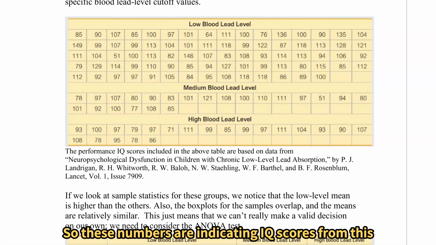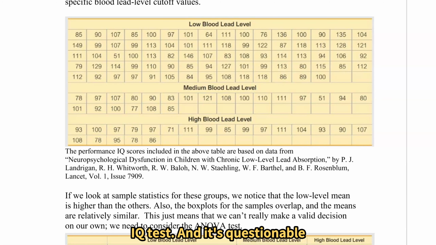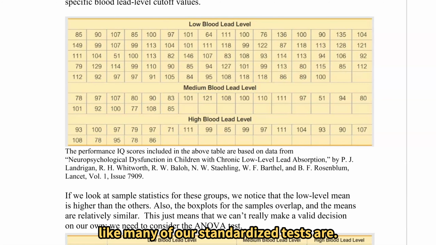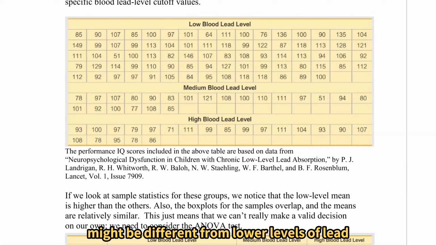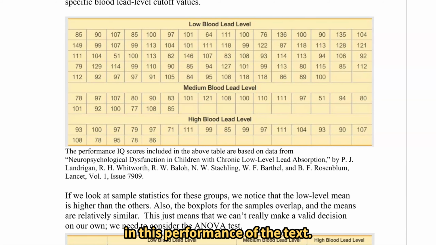So these numbers are indicating IQ scores from this IQ test. And it's questionable whether IQ is really a good representation of intelligence in general. It is a biased test, just like many of our standardized tests are. But it does give us one measure to see if higher levels of lead might be different from lower levels of lead in the performance on the test.